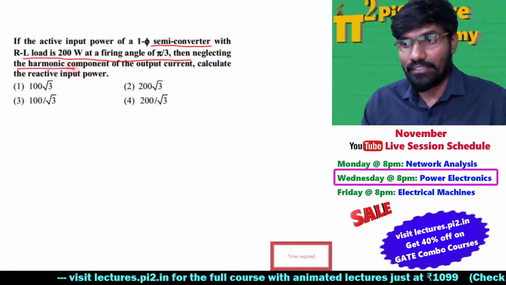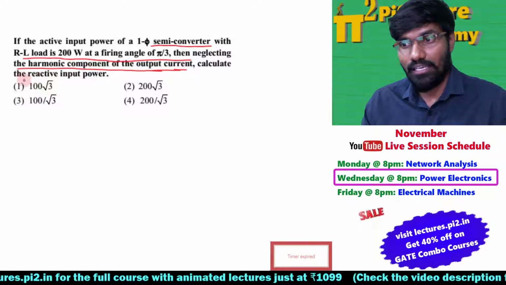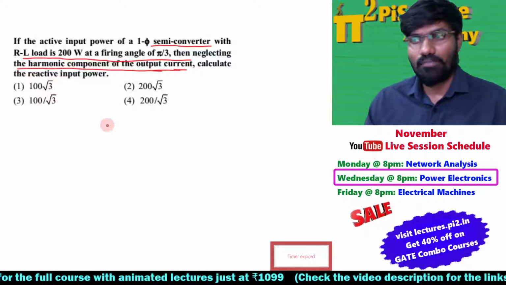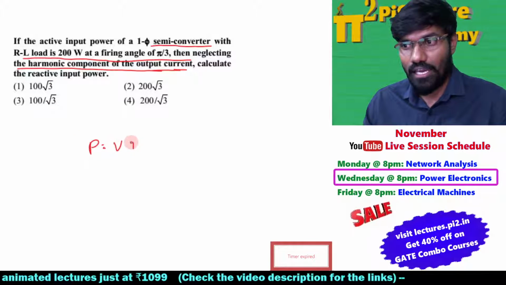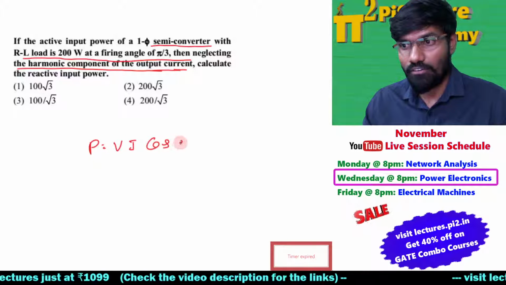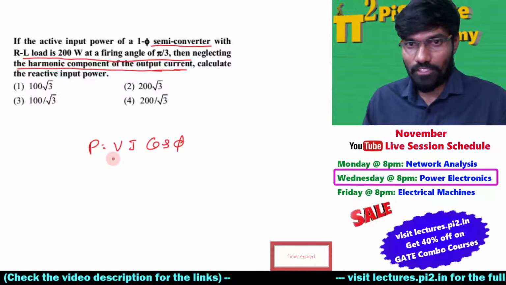Then, neglecting the harmonic component of the output current, calculate the reactive power input. What is the input power formula? P is equal to V I cos phi.